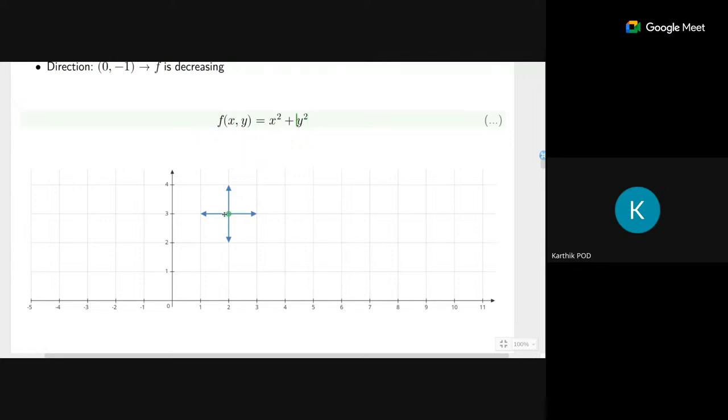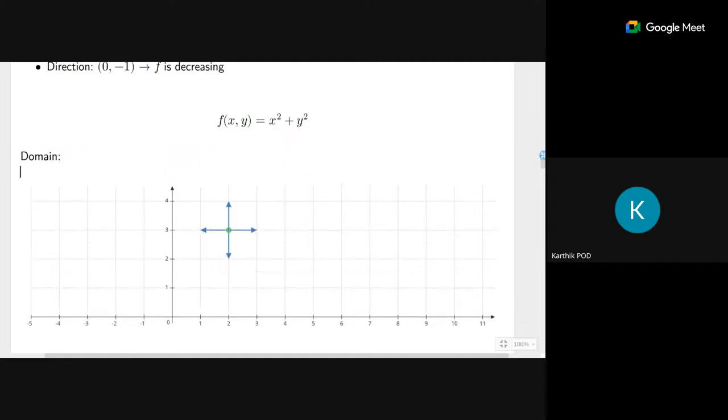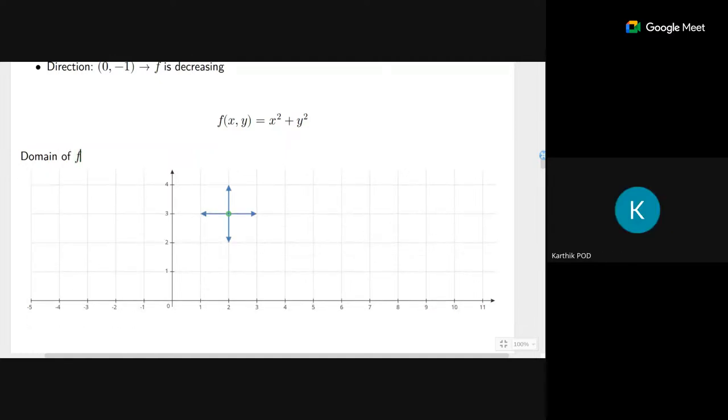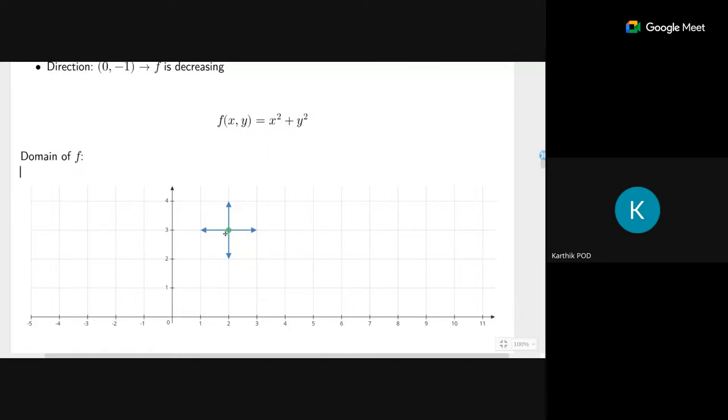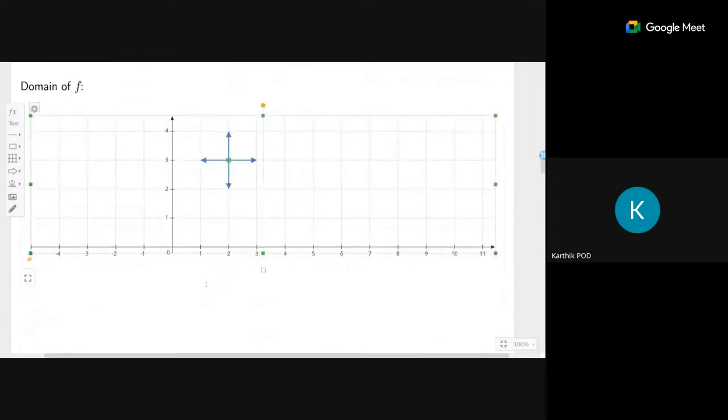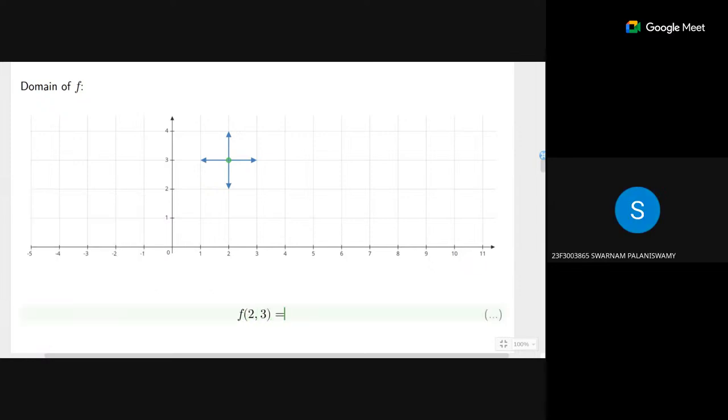So this is the domain, right? Are you all convinced that I have plotted the domain of f? I've taken a point in the domain, which is 2, 3. Now, if you stand at 2, 3, what is the function's value? The function's value is f of 2, 3, which is 4 plus 9, 13. It's 13, right? Now, what I'm claiming is, if you move in the direction minus 1, 0, let's say you move 1 unit in minus 1, 0, what should I evaluate here?